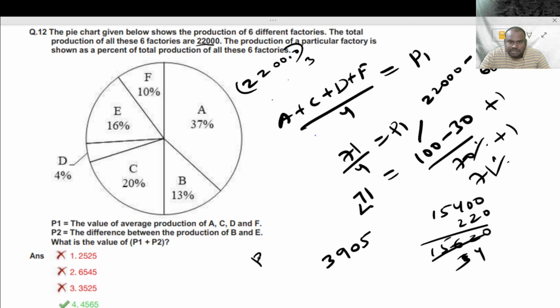P2 is nothing but the difference between B and E. In this, E is larger, E minus B is 3%. So 3% is nothing but 220 into 3. 220 into 3 is 660. So add them: 6, 5, 1, 4, 5, 6, 5. Last option.